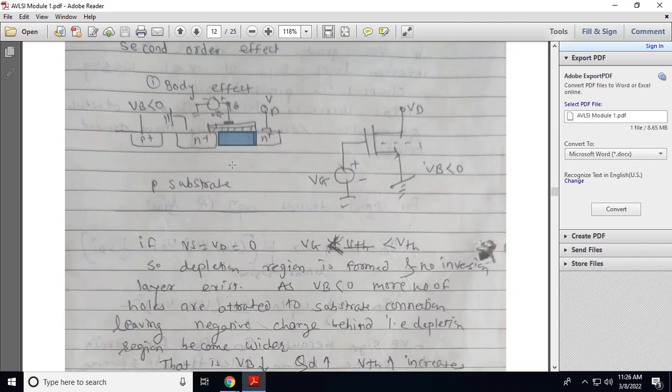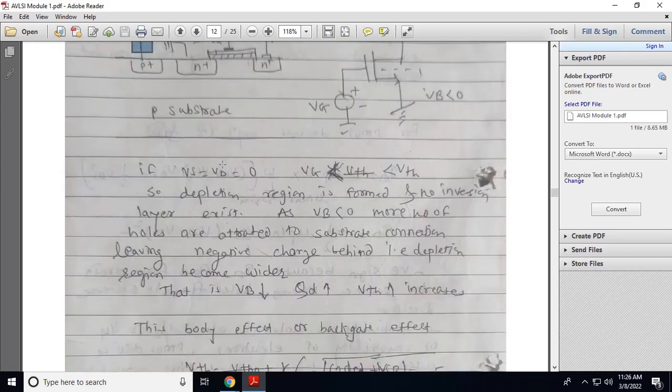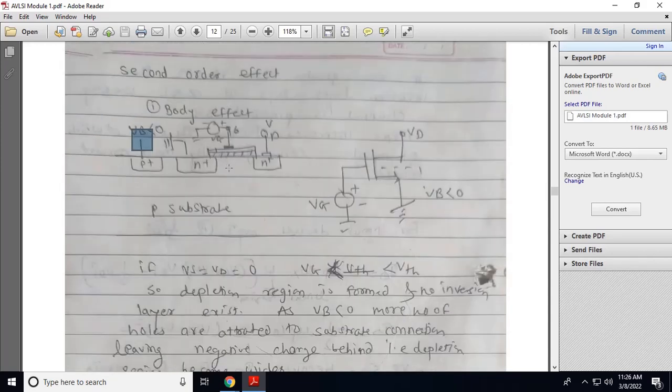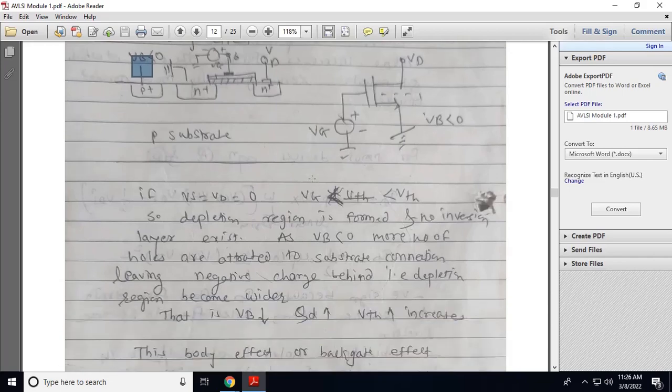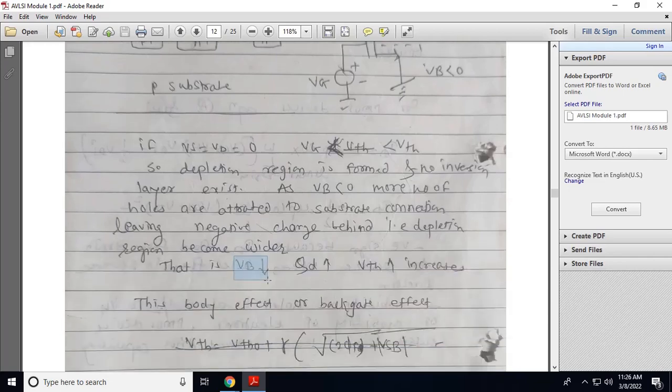So when you connect this body terminal to the negative voltage, holes which are present in this region will be attracted towards the body terminal, they will leave negative ions, so that will increase charges in the depletion region, and due to this the threshold voltage of the transistor increases. So when body voltage decreases, it increases charges in the depletion region, which increases the VTH.